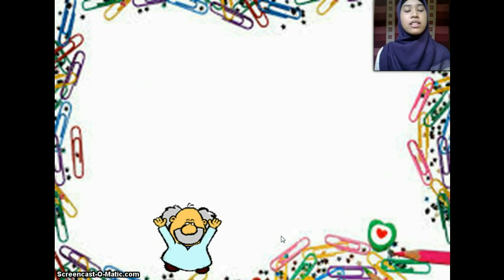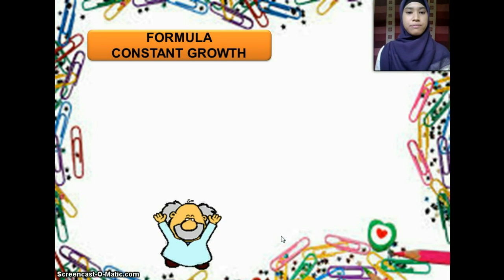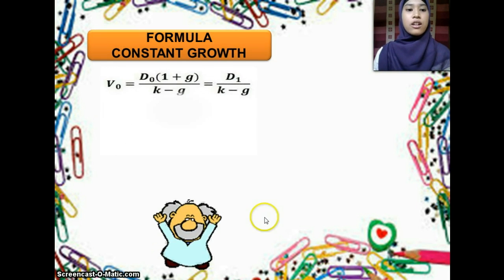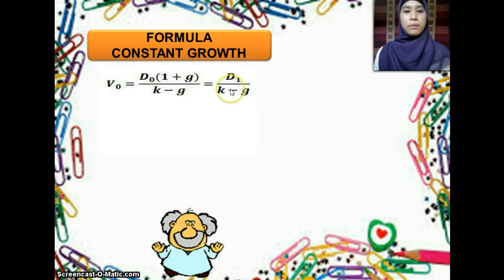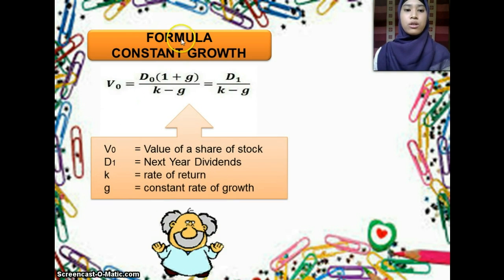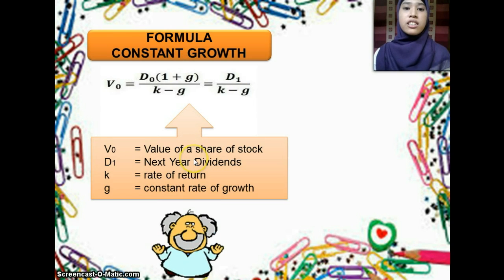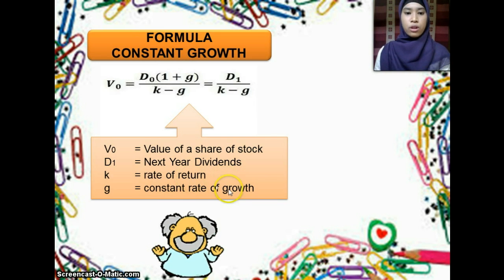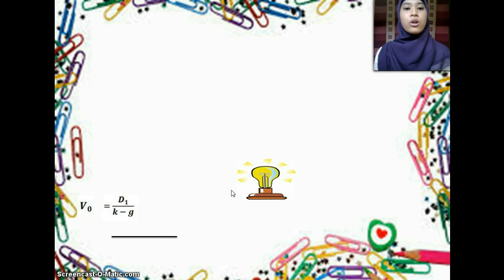Next, the formula for constant growth. The formula is V0 equals D0 times 1 plus g divided by k minus g, which equals D1 divided by k minus g. In constant growth, the price of the stock should equal next year's dividend divided by the difference between the rate of return and the expected constant rate of growth. Next, question number 1.